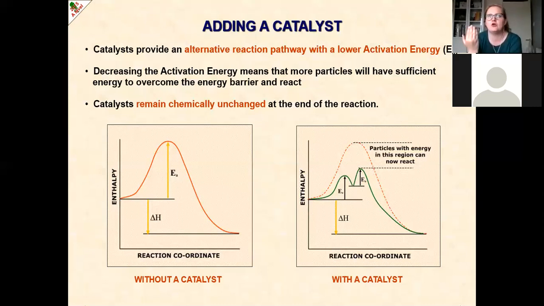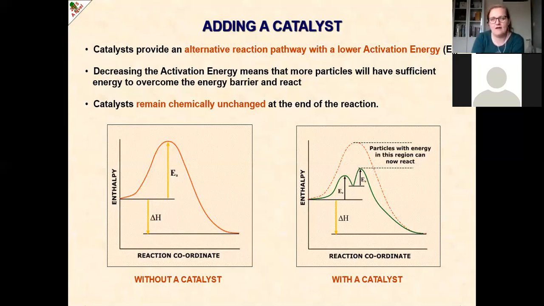So we haven't lowered the activation energy of that pathway. The catalyst has added something in. It's given us an alternative route for this reaction to take place, which lowers the activation energy, and catalysts remain chemically unchanged at the end. So it's not changing a chemical reaction, it's just giving all those chemicals an alternative route to get to where they were going anyway, and we can keep reusing them again and again.